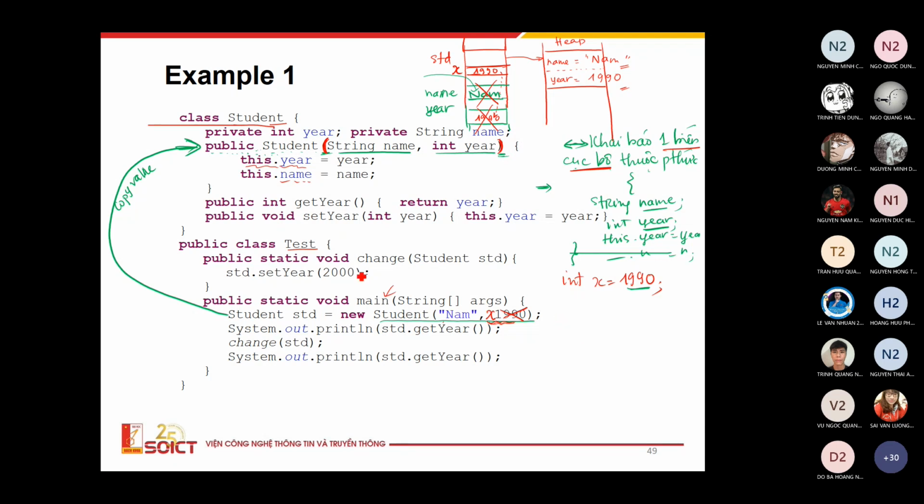Rồi, tiếp tục chúng ta lại chạy tiếp chương trình. Sau câu lệnh gán std bằng new student như thế này, thì truyền tham số vào cho phương thức khởi tạo. Thoát khỏi phương thức khởi tạo thì hai cái này hủy đi. Và lúc này std được gán sang bên vùng nhớ của heap. Đấy là kết thúc câu lệnh đầu tiên nhé.